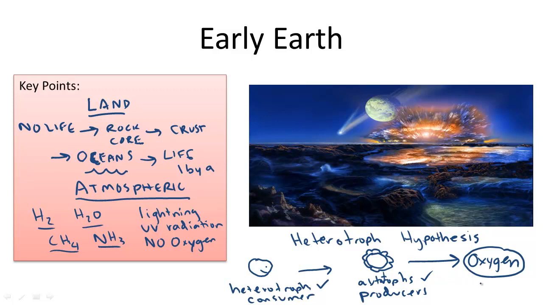And today, our atmosphere is made of mostly nitrogen and oxygen. And our dominant organisms are oxygen-dependent organisms.